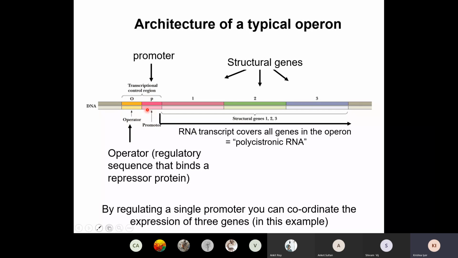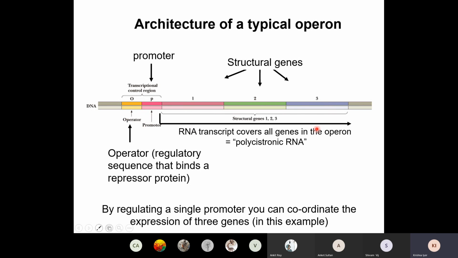Here is the operator and there is a promoter. These are all sequences where proteins which are activated when lactose is present in the medium are going to bind and regulate the expression of three genes. In this case, all these three genes give different proteins and all of them are actually required for utilization of lactose. So the idea is I can regulate a single promoter and I can coordinate the expression of three genes in one shot, rather than having separate operator and promoter for each and every gene.